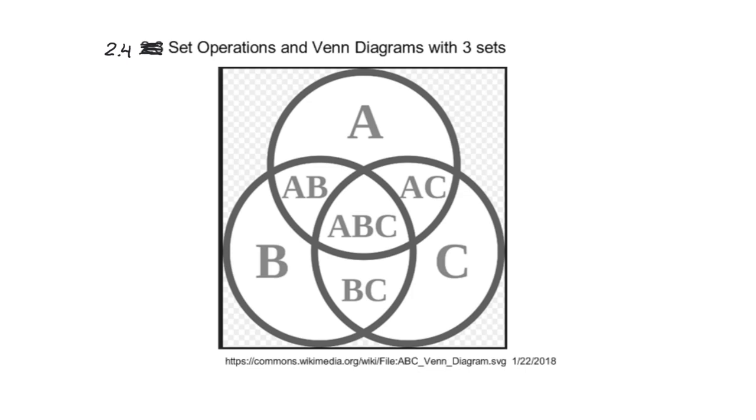In 2.4, we are going to learn how to perform set operations on Venn diagrams that contain three sets. This image that we have in front of us is a Venn diagram. So you have your universal set and you have three separate circles which represent three unique sets. So this is what it would look like if we had a Venn diagram with three sets.